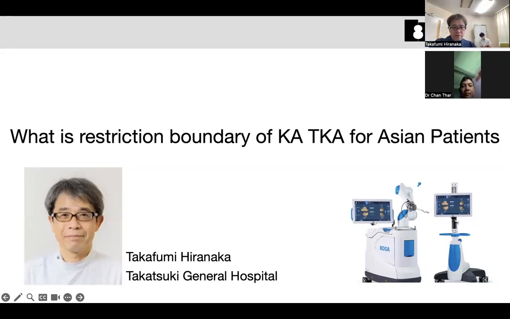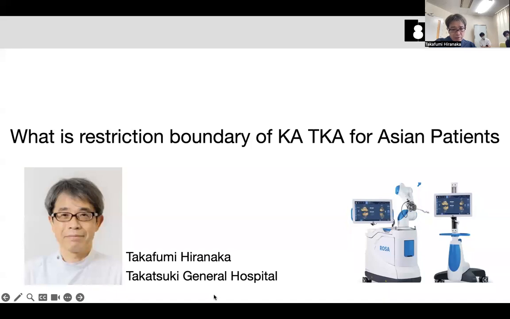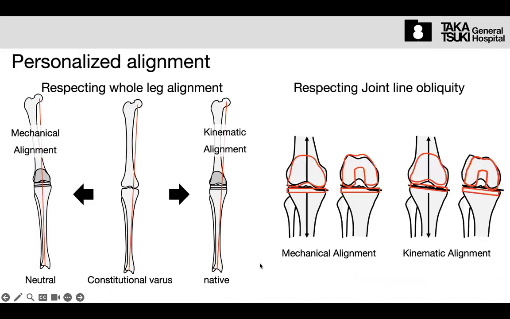So anyway, today's talk is about restriction boundary. For restricted kinematic alignment, the topic of today's talk is, do we need some boundary or restriction in terms of alignment or not? It is a very, very serious problem, a very hot topic in terms of kinematic alignment.